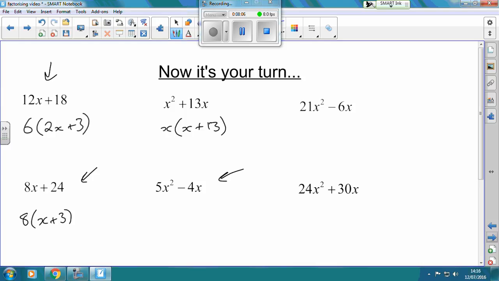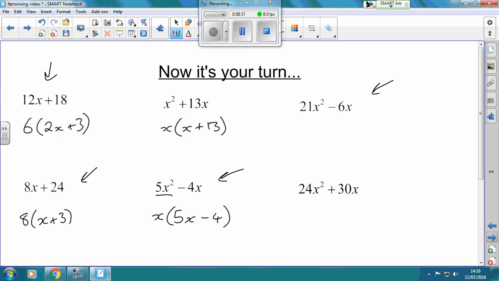This question here, there's no number that goes into both of them. So we're going to take an x outside again. So x times 5 will just give me 5x, but I want it to be 5x squared, so I'm going to have another x in there to make it 2 x's. So x times 5x is 5x squared, minus x times 4 is 4x, or minus 4x. So that's it.